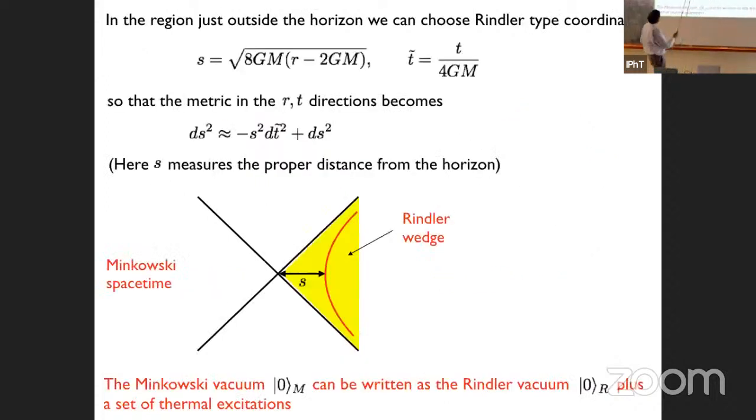So in this Minkowski region, if you're outside the horizon, you can actually write Rindler coordinates there. You can call S the proper distance from the horizon, and define it this way from R, and just rescale time in this fashion. And then the metric near the horizon, as you well know, the Schwarzschild metric becomes like this, and that's the Rindler metric in the region close to the horizon. Okay, so then you can write the Rindler vacuum.